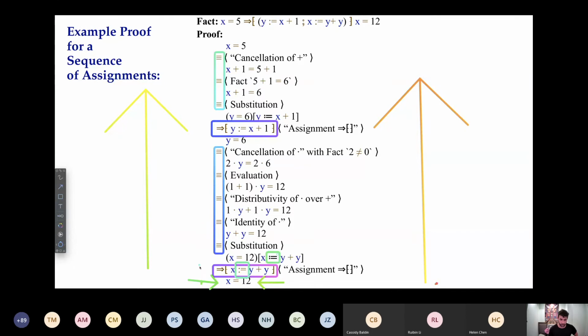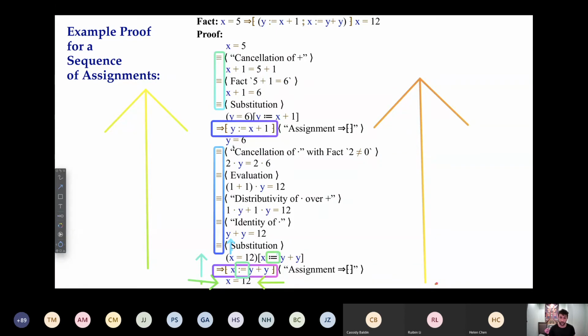What's the next thing to do? Now we do substitution. Substitution just says find every x right here and replace it with y plus y. And that gets us all the way here. Now, our goal is to prove this theorem, which has two assignments. And so the only thing to do is to use the sequence rule.